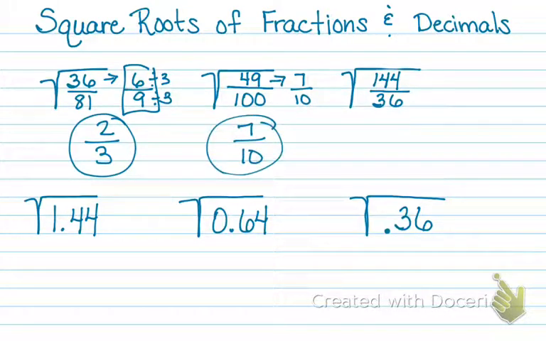Here, 144, is it a perfect square? Yes, 12 times 12. And then the square root of 36 is 6. And can we simplify? 12 divided by 6 is 2. Now the same thing can happen with decimals.